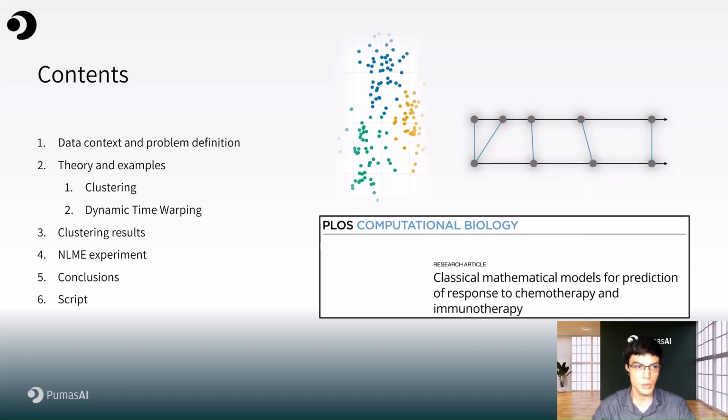I will also give a brief overview of theories and examples from the techniques we're using, namely clustering and dynamic time warping. And I will also, of course, show the clustering results on the data that we use, and then describe an NLME experiment that we conducted in the dataset, talk about some key takeaways that we have from these experiments, and in the end, show the script that we used for some of the steps that we're going to show.